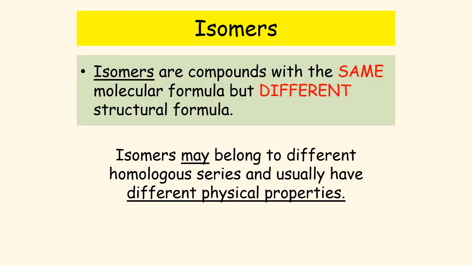And the next word that is sometimes used to describe hydrocarbons is isomers. Now, isomers are compounds with the same molecular formula but different structural formula. So isomers may belong to different homologous series and will usually have different physical properties. So they have the same molecular formula but a different structural formula. That is the definition of isomers.